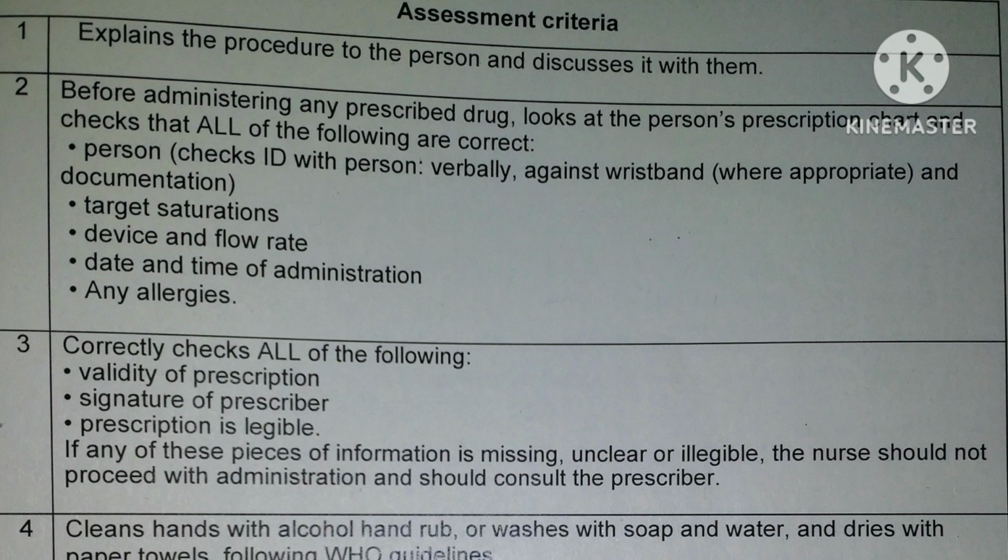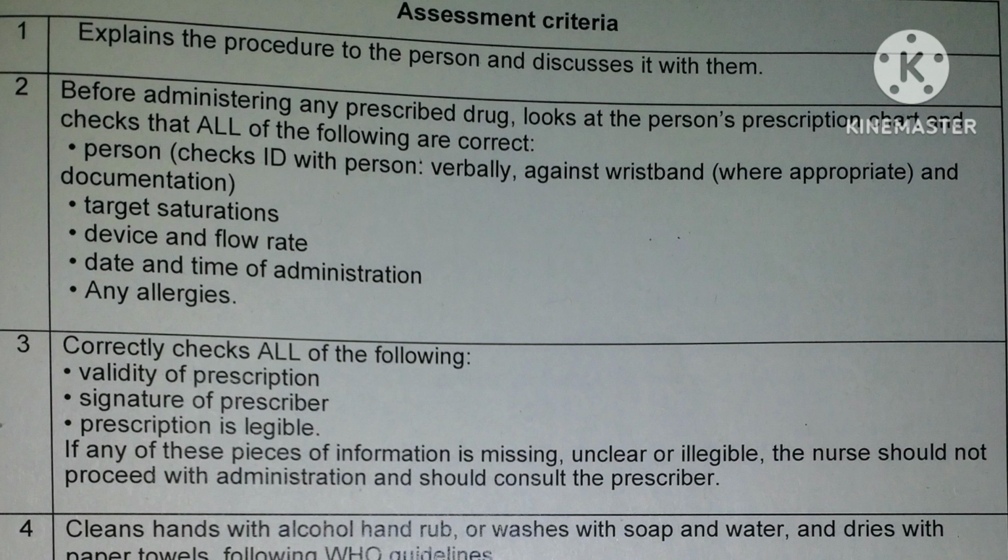Is it 2 liters per minute? Is it 15 liters per minute? Usually they are providing the non-rebreather mask, and that will be 15 liters per minute. Then the date and time of administration: when we should start, is it due now, like that. And don't forget to check their allergies.